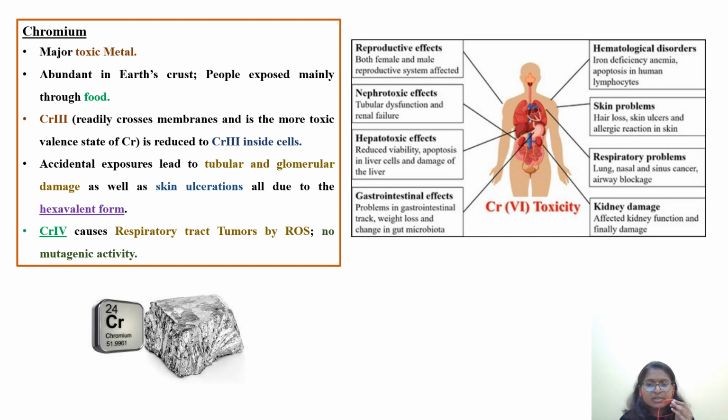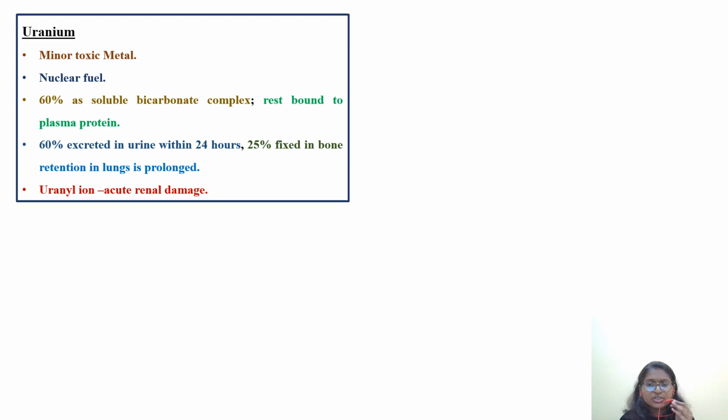So next we'll learn about the third option. Third option was uranium. Unlike the other two metals, which were major toxic metals, this is a minor toxic metal and it is a major nuclear fuel. Uranium. Other radioactive metals we have, strontium, and other radioactive metals are there. Very important topic in radiation toxicology.